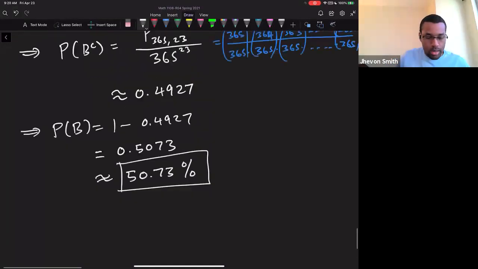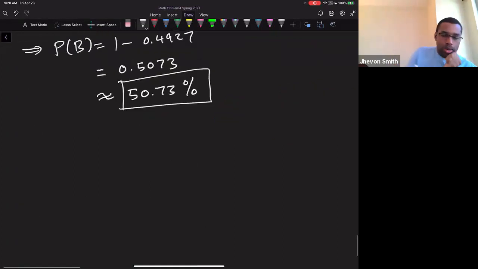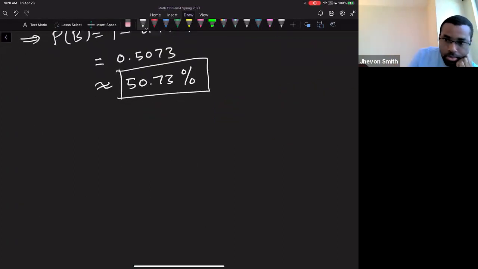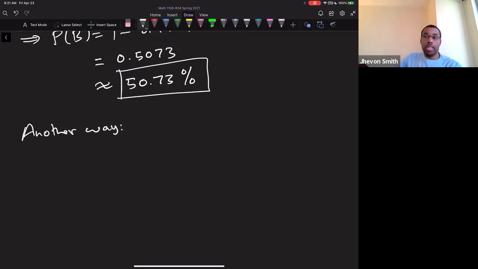Oh, there's another way we could do this. Yeah, a little bit more than half the class responded. I don't think there was a repeat yet. Another way, if you didn't want to do the permutations, you could do it a different way.